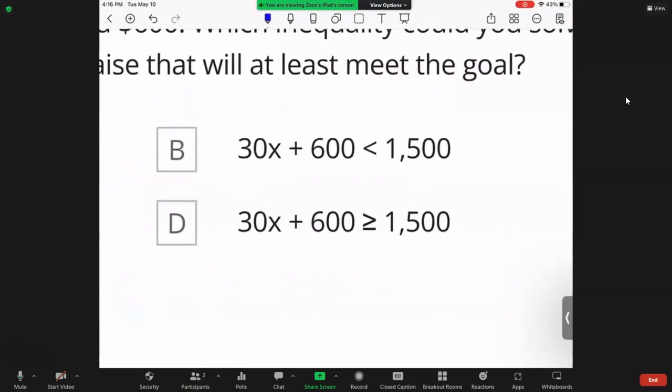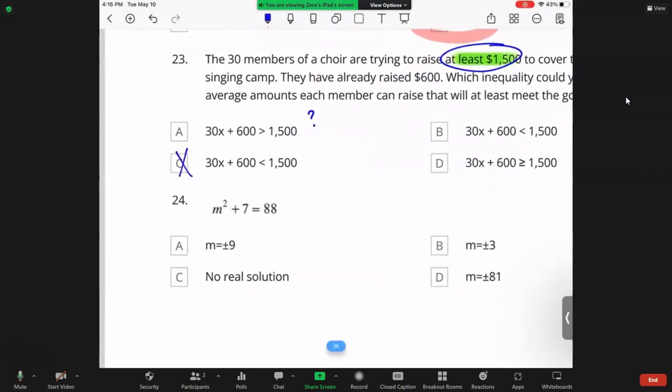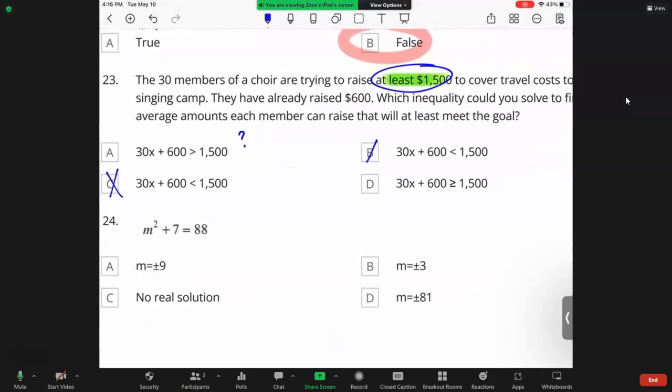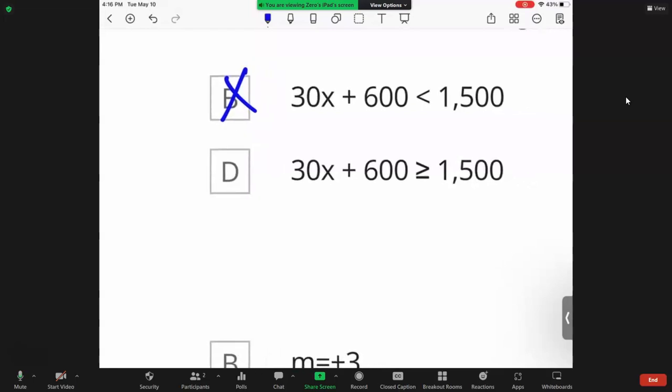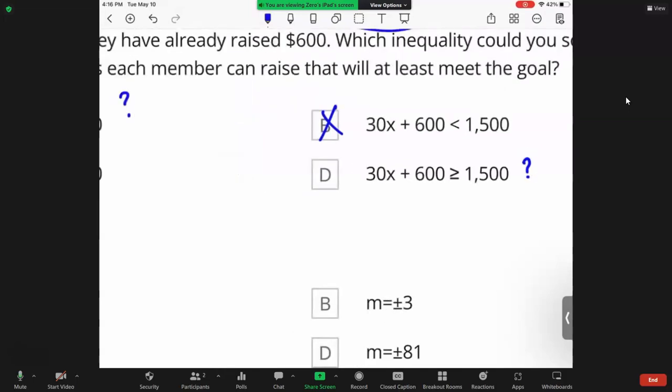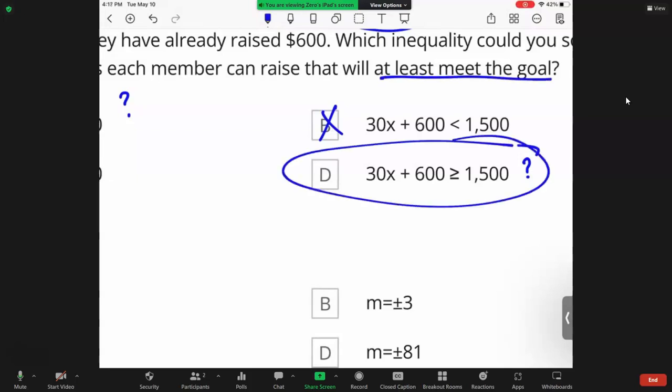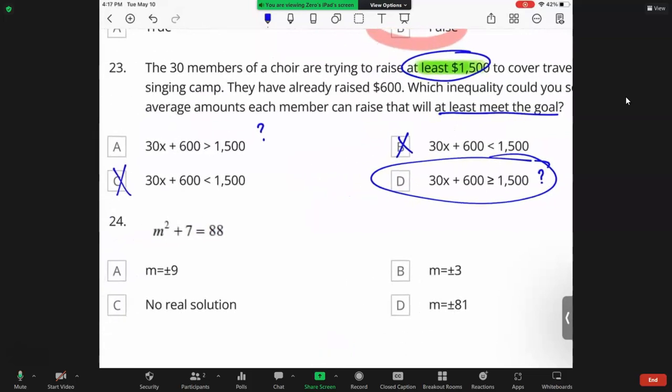Letter B, 30x plus 600, that's the same thing as letter B. That's wrong as well, because you don't want to be less than 1,500. So letter D. Letter D says you want 30x plus 600 to be greater than or equal to 1,500. Well, yeah, you want it to be greater than, or at least equal to. And since it says here you want it to be at least, it would be this one here. Because in letter A, you're only doing the ones that are greater than. But letter D says you can at least, can you make it 1,500? Yeah, it's equal to 1,500. And yeah, you have to make 1,500 even or above that.